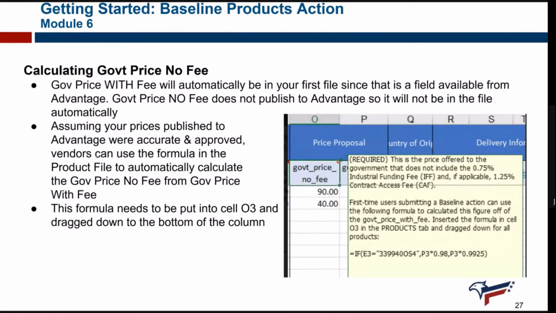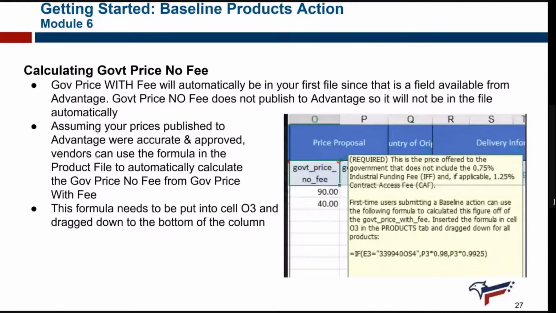All right. One additional required field in the product file is the government price no fee. So unlike the government price with fee, which is automatically included in your file, pre-populated, the government price no fee is not pre-populated. So I have to do a little bit of a calculation here. Since the prices published to Advantage were already approved and accurate, you as the vendor can use the preset formula within the product file to calculate that government price no fee from the government price with fee. To do this, you just enter the formula in cell O3, and you drag it down to apply to that entire column.